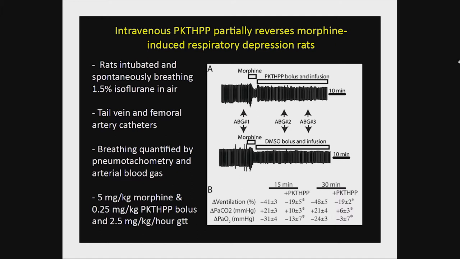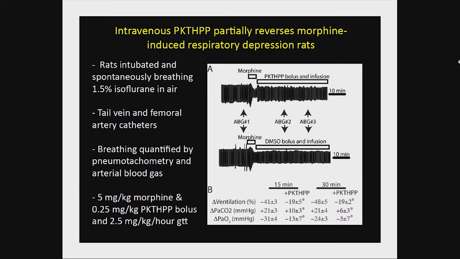And what we found is that the drug partially reverses opioid-induced respiratory depression. So in terms of ventilation, it went from 41 in the absence of breathing stimulant down to only 19% depression. And at 30 minutes, it was 48 to 19. It decreased the effects on PaCO2. And it also improved oxygenation, so there was less hypoxia in the animals that received the breathing stimulant.